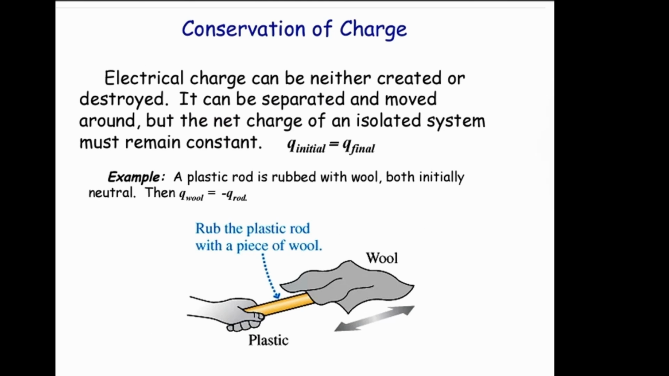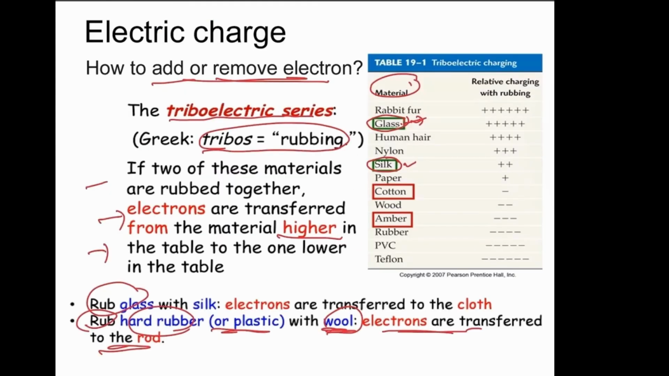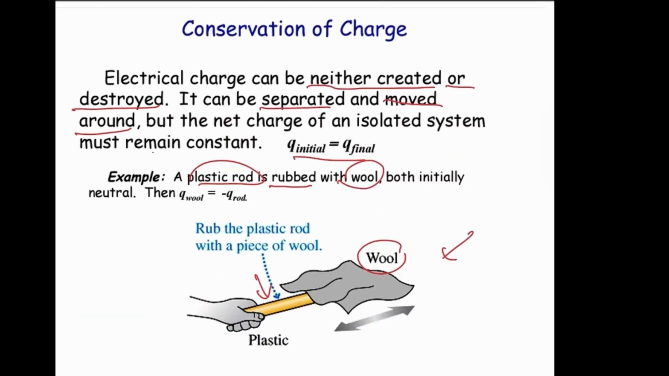Conservation of charge. Electric charge can be neither created nor destroyed. It can be separated and move around, but the net charge of the isolated system must remain constant. Q initial equals Q final. In this example, we rub a plastic rod with wool, then electron will transfer to the rod. Electron from wool transfer to the rod, so the rod will have extra electron, and it will become negative charge.